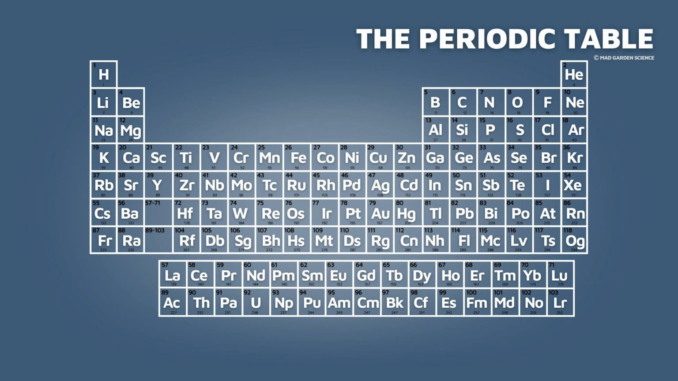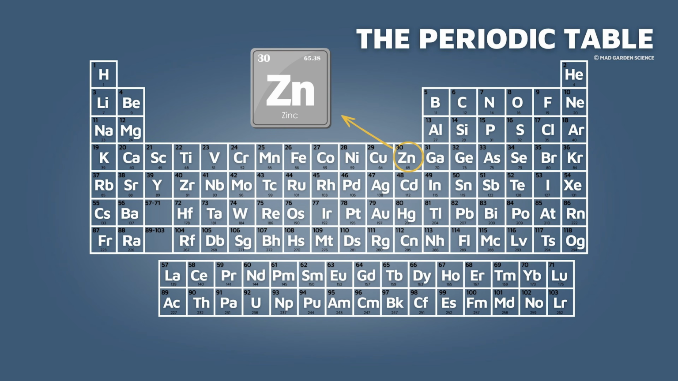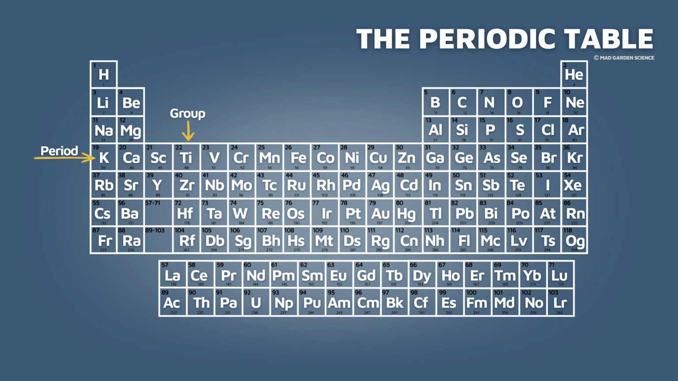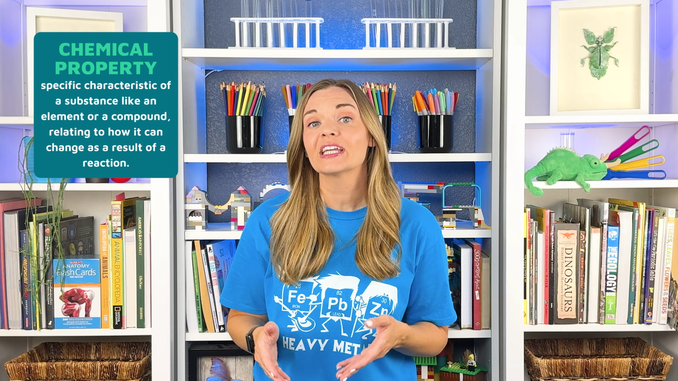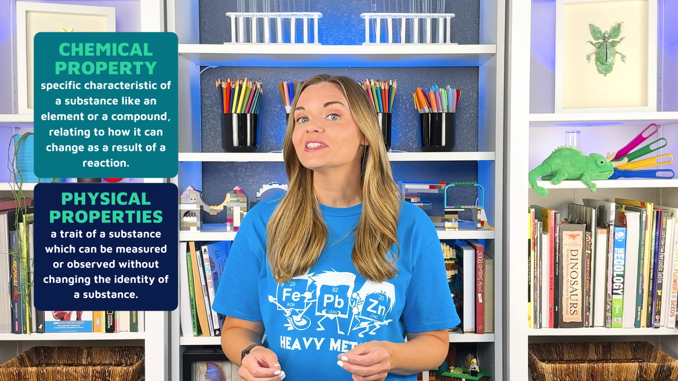The periodic table looks like this. It shows 118 different elements and reveals which elements are similar to each other. Each box represents one element. The periodic table is organized by row and column. Each horizontal row is called a period, while each vertical column is called a group or family. Elements that belong to the same group share similar chemical and physical properties. These properties are what we're going to be looking at today.